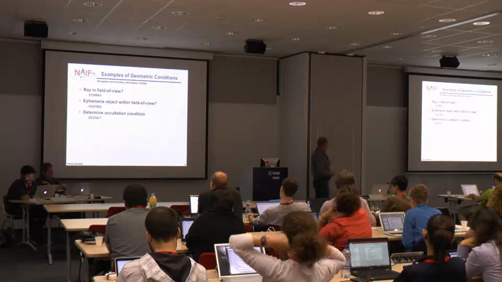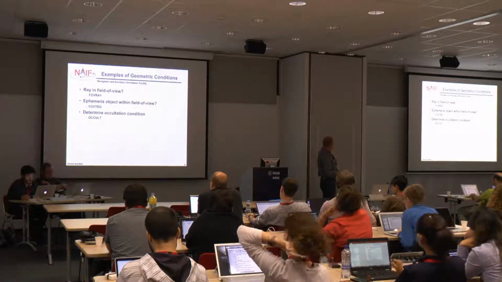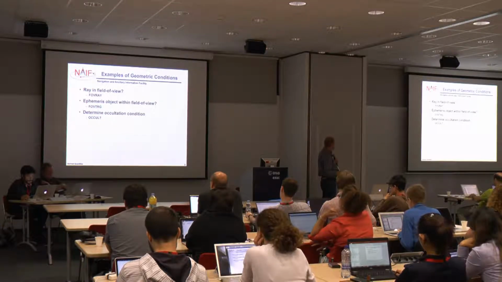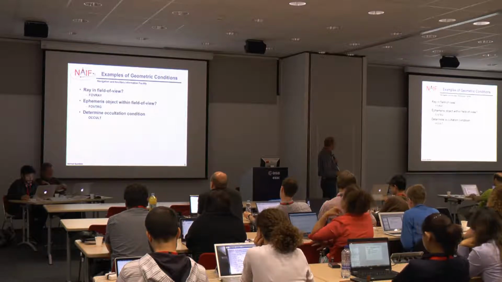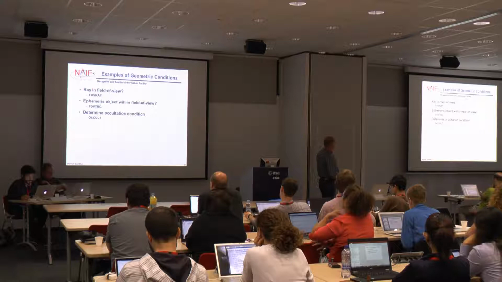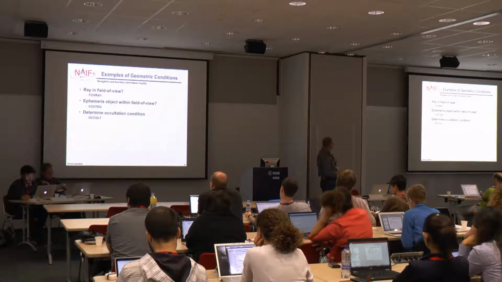There are a few routines that test for geometric conditions: a ray in the field of view, fovray; whether an ephemeris object is in the field of view, fovtrg; and a routine that determines occultation conditions, both occultations and transits, called occult.